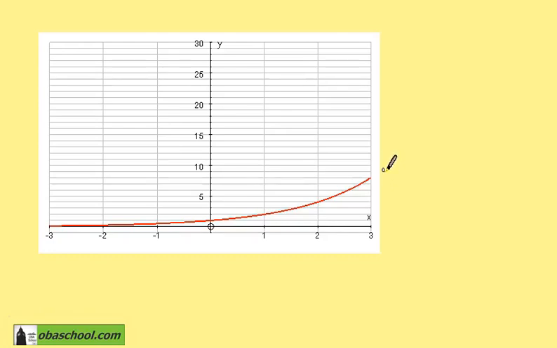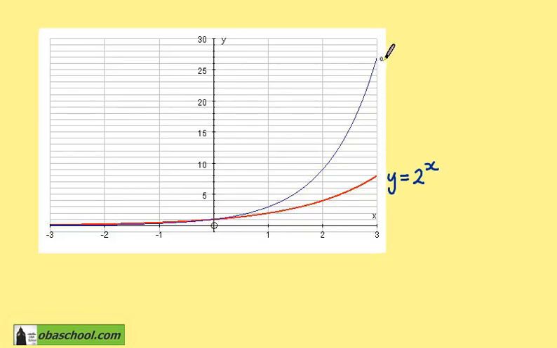Here we have the graph y equals 2 to the x, which we plotted in example 1. We have (-3, 1/8), (-2, 1/4), (-1, 1/2), (0, 1), (1, 2), (2, 4), and (3, 8).